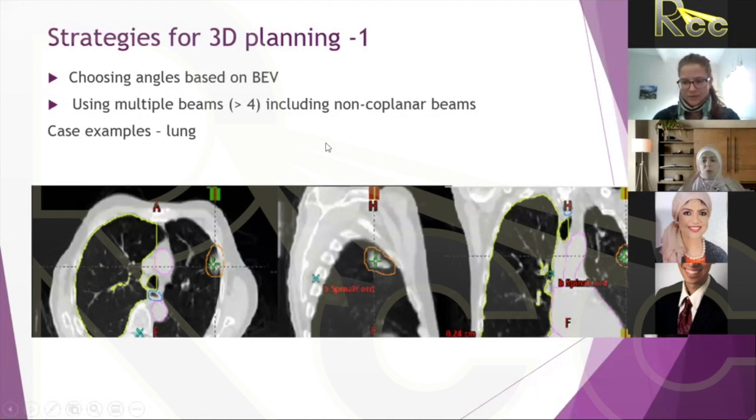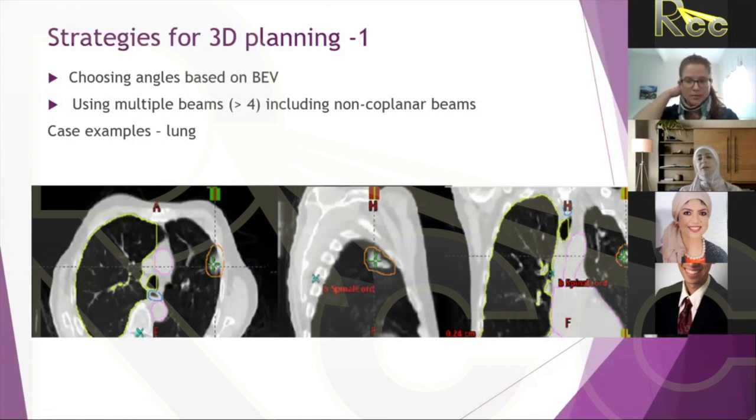So think about two things when you start 3D planning. I want to know what the beam is seeing, and how does it see the tumor inside the body? So this is what is called beam eye view: what the beam is seeing as it is entering through the body.